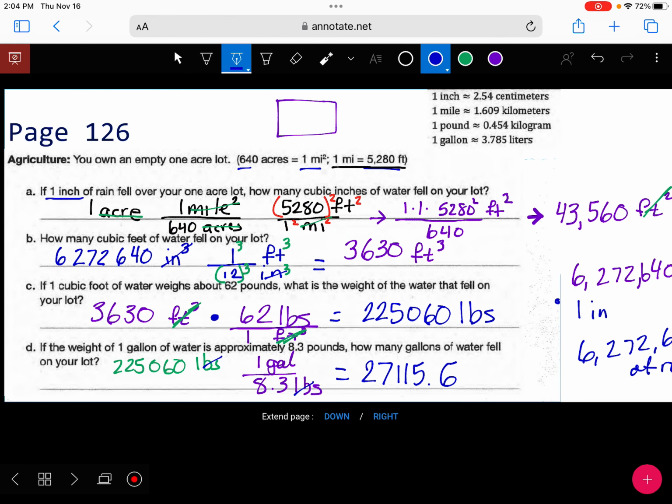So while 3,630 cubic feet doesn't make a whole lot of sense, we don't know what that looks like. I know what a gallon of milk looks like. 27,000 gallons of milk full of water. Because we don't want milk. That would stink. Ugh. Milk rain. Gross. 27,000 gallons of water fell as 1 inch across our land. That's how much water that is. So 1 inch of rain is a lot of water. It doesn't feel like much when you're in it, but it's a lot of water.